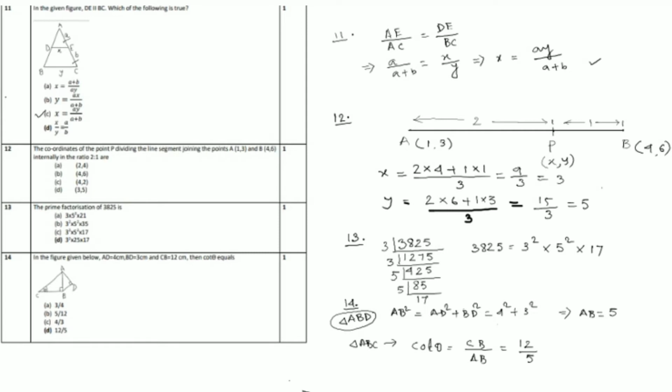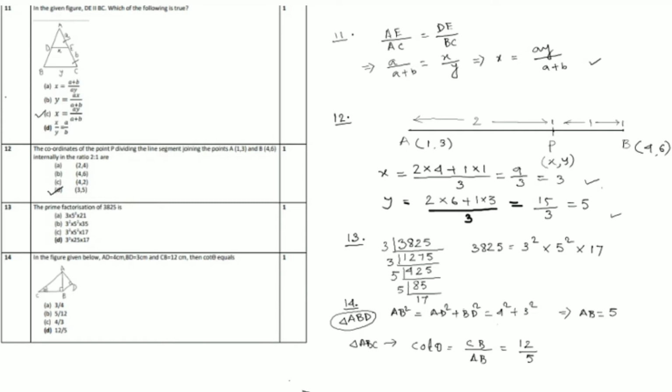So what will be the x? X is equal to 2 into 4 plus 1 into 1 divided by the sum of 2 plus 1, and it is 3. So it will be equal to 3. Similarly, in case of y, it will be 2 into 6 plus 1 into 3 divided by 3, and it will be 5. So the coordinate is equal to 3, 5. And which option will be right? It will be 12D. Next question.